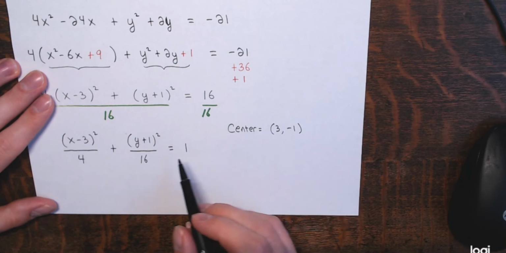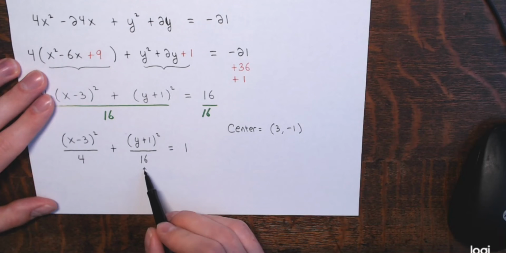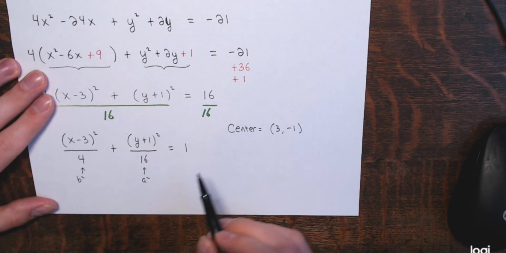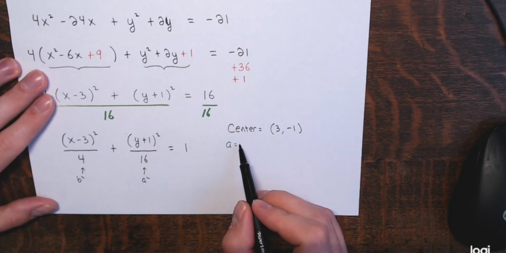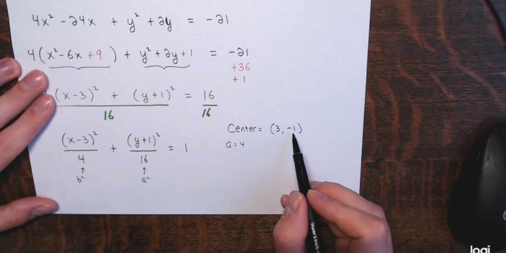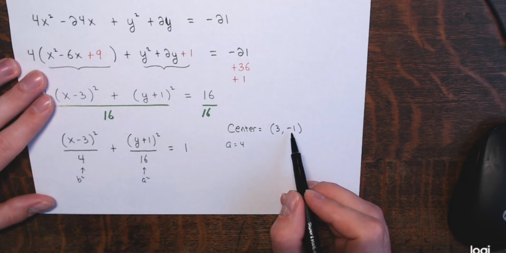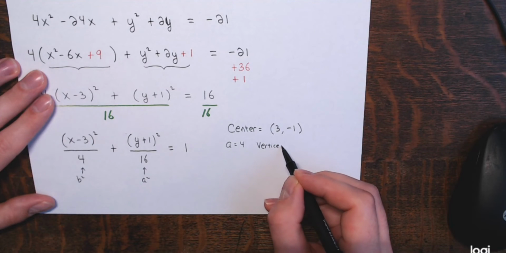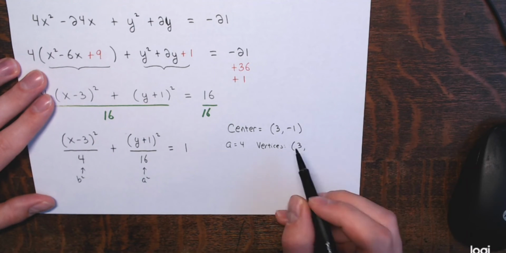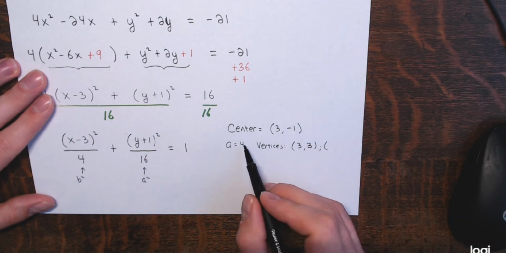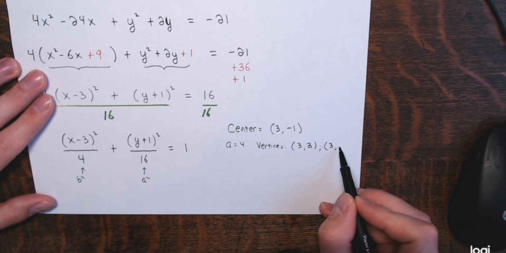Now a squared would be 16. Alright, it's the larger denominator. B squared would be 4. So a is 4. And it's under the y, so I'm going to add this to the y coordinate of the center. Add and subtract 4. So the vertices are 3, and negative 1 plus 4 would be 3. Negative 1 minus 4 would be negative 5. So 3, 3, and 3, negative 5.